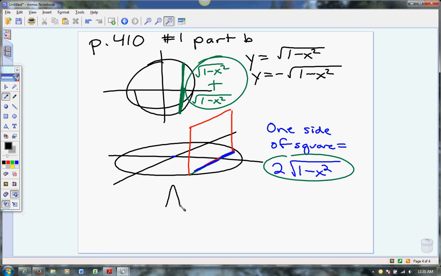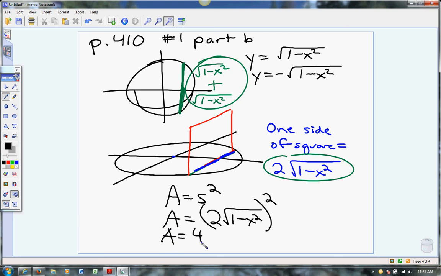How do I find the area of a square? Isn't it side squared? Right? So there's my side. The area of that cross section is going to be 2 times the square root of 1 minus x squared, that whole mess, squared. All right? So that would be, let's clean that up, 4 times the quantity 1 minus x squared. And we have answered number 1, part B. All right? Because all it asked for was the formula for the area.